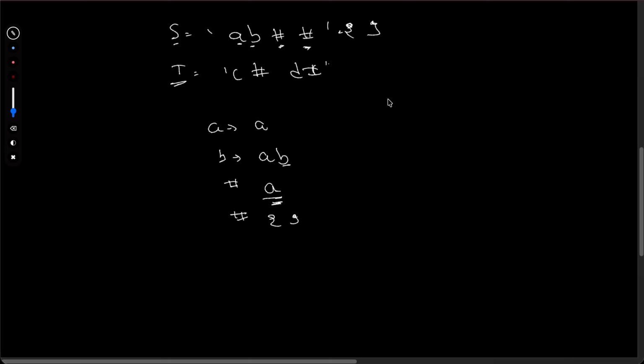First is c, so the result becomes c. The second one is hash, so we delete c, so the string becomes empty. The third one is d, so the result becomes d. The fourth one is hash, so we delete d, so the string becomes empty. So the final S string is empty and the T string is also empty, so the final answer is true because both are empty.